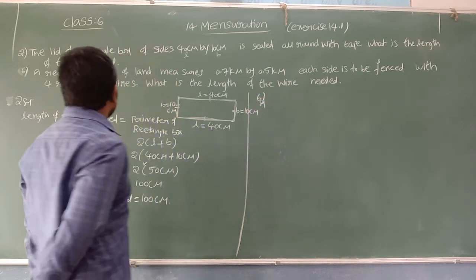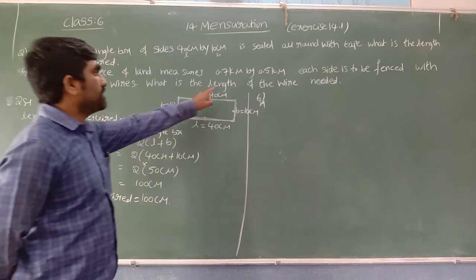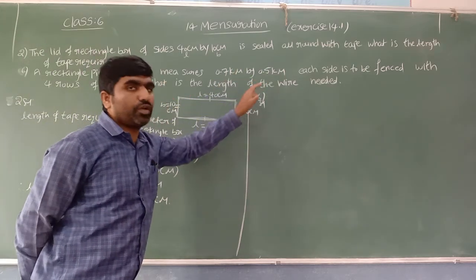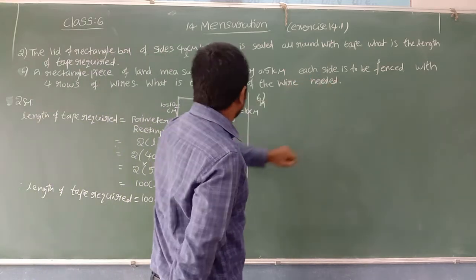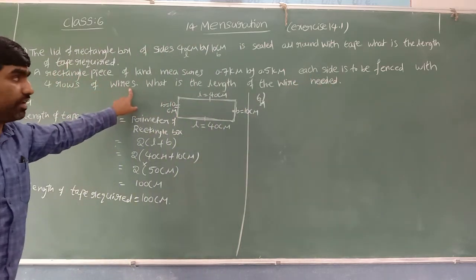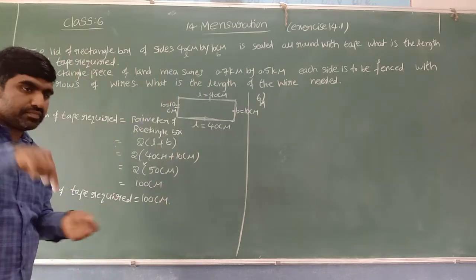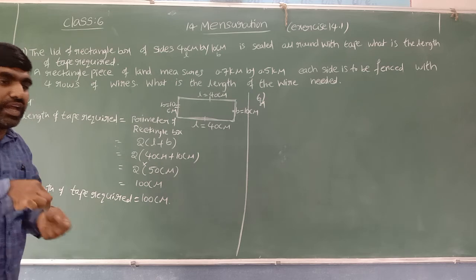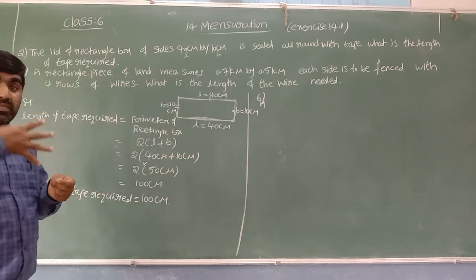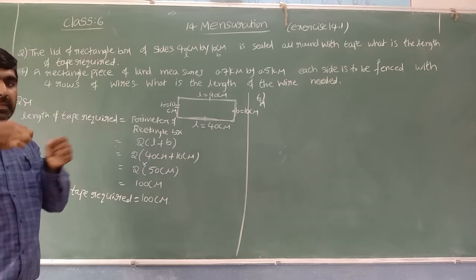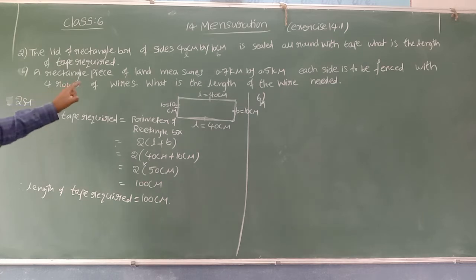What does it mean here? A rectangular piece of land measures 0.7 kilometer by 0.5 kilometer, length by breadth. Each side is to be fenced with 4 rows of wire. What is the length of the wire needed? Not one row. If they cover with one row, animals can jump inside. So they want to cover the boundary with 4 rows, like first layer, second layer, third layer. Like that they want to cover 4 rows.